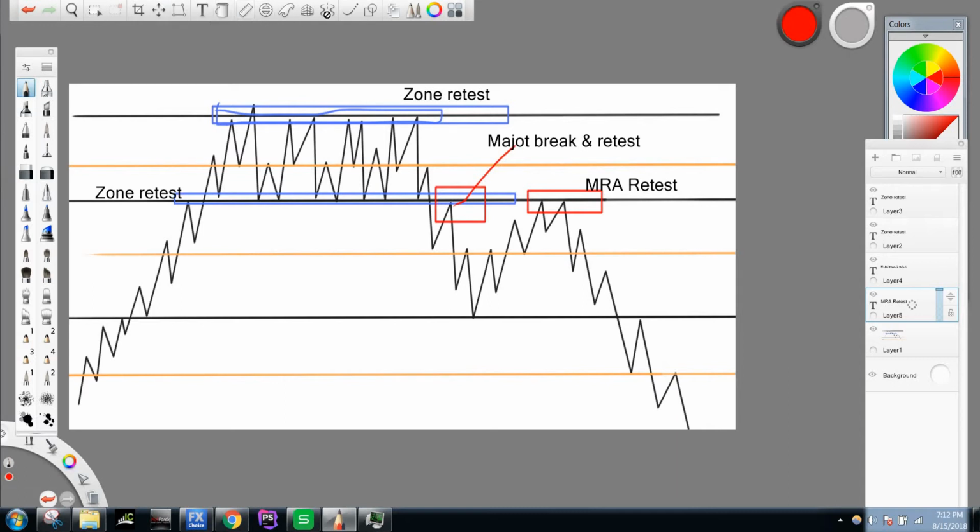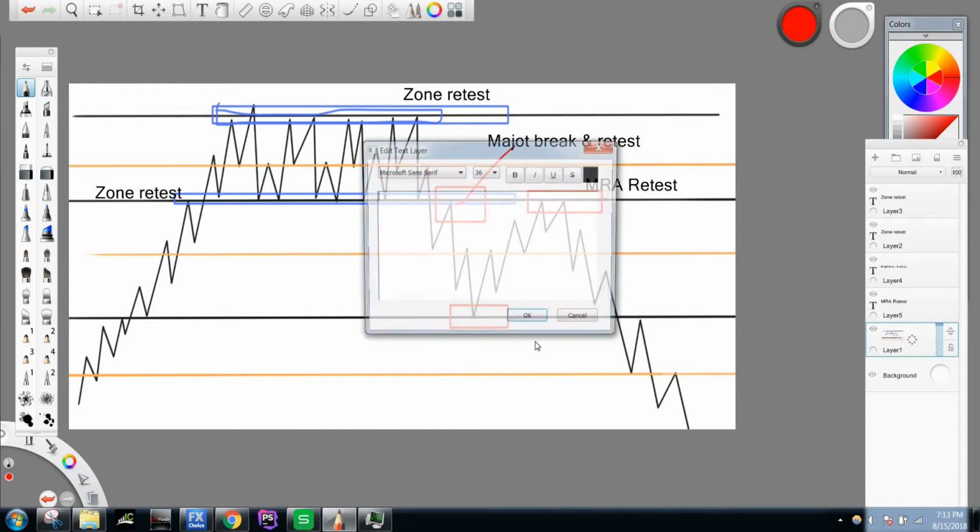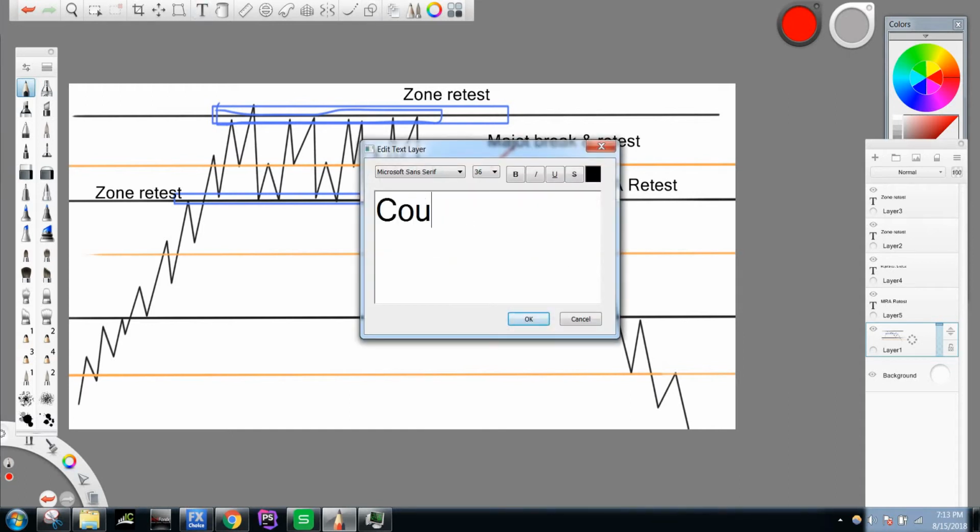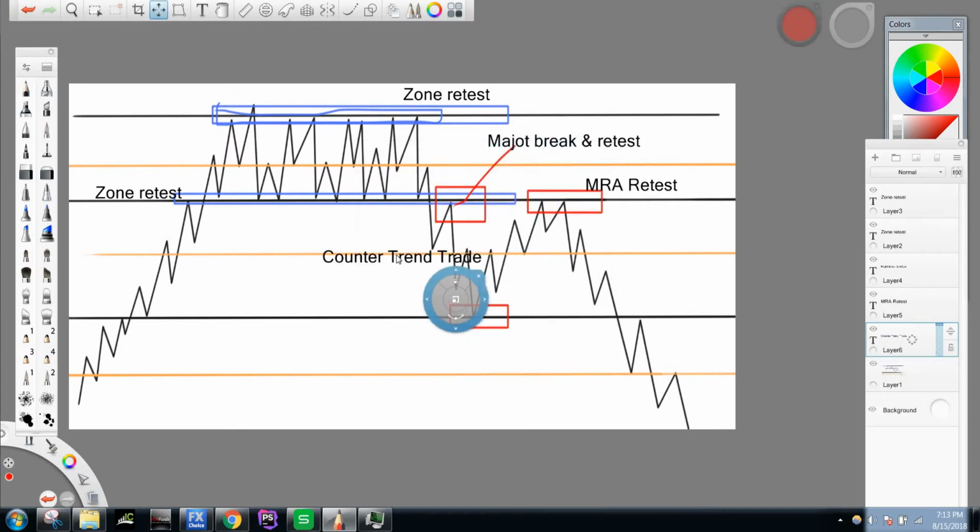All these trades are based off of support and resistance, but there are different ways that they can happen. And this type of trade is probably the most risky, but it works. So we'll call this a counter trend trade, because that's what it is. It's counter to the current trend, because this trend could continue and continue and continue.